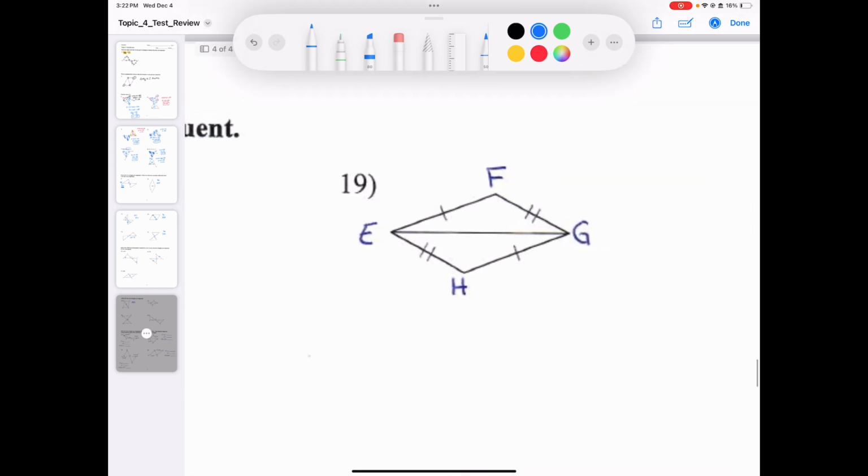Number 19, our favorite one, mark the shared side. Why are they congruent? Side, side, side. Why it took that away, I don't know.